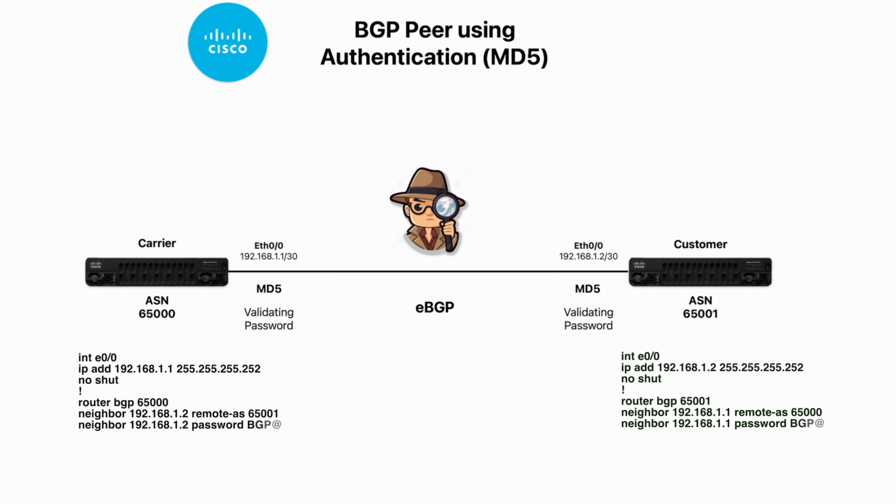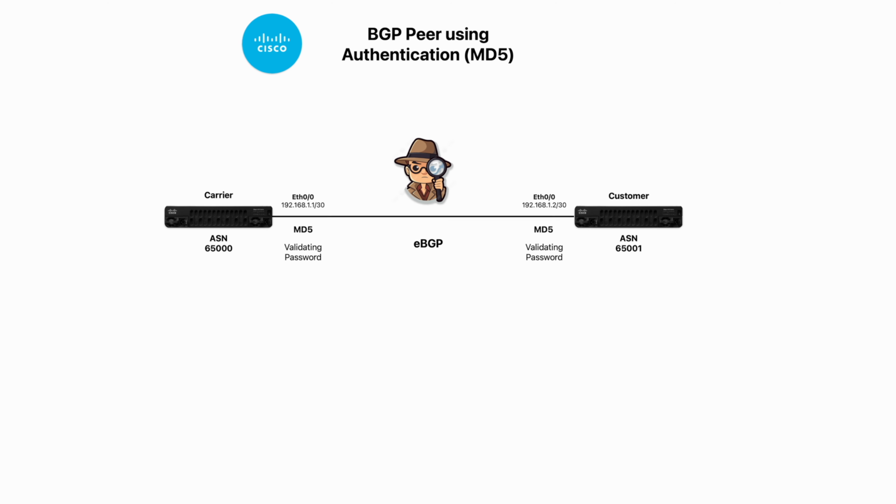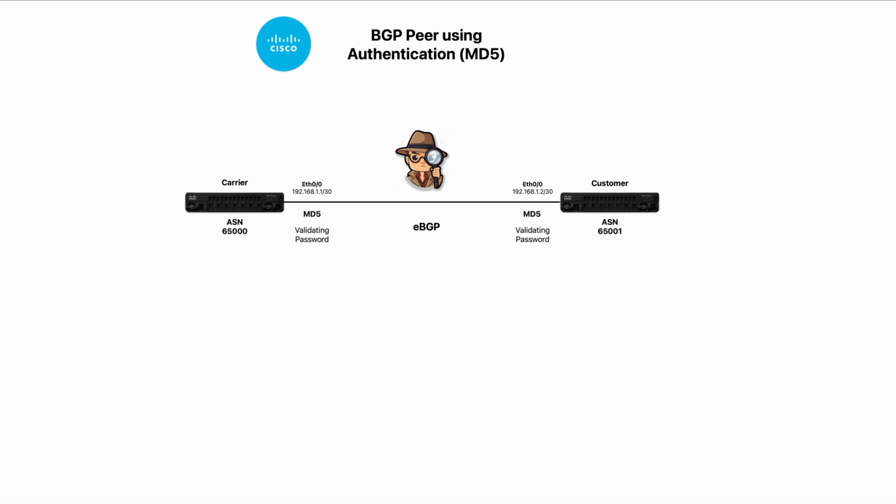All right, so here's the configuration we're gonna be injecting on the customer and the carrier router. As you can see, it's very simple. We're gonna define the IP address on Ethernet 0/0, no shut, configure the BGP instance, and also configure the password we're gonna be using for authentication from both sides. So now that I have explained what MD5 is, let's get inside CML and get started with the lab. Let's get it, guys.